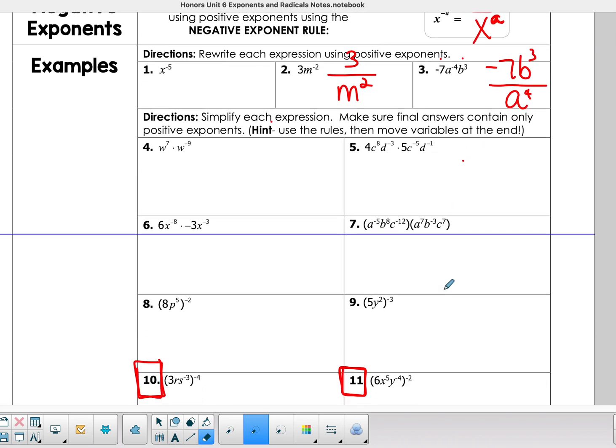Number 4 is basic but interesting. Adding these together, 7 plus negative 9 is negative 2, and then to take it one more step and rewrite so that all the exponents are positive, you would put it on the other side of the fraction bar.